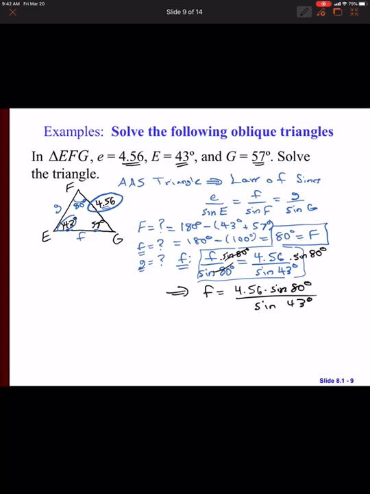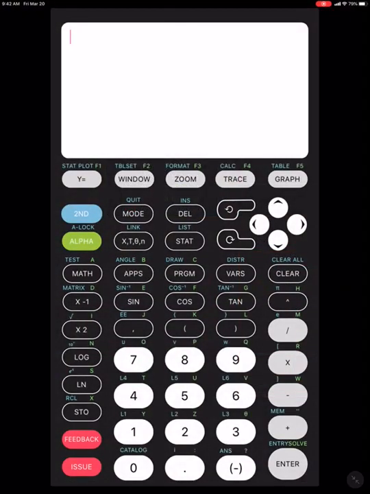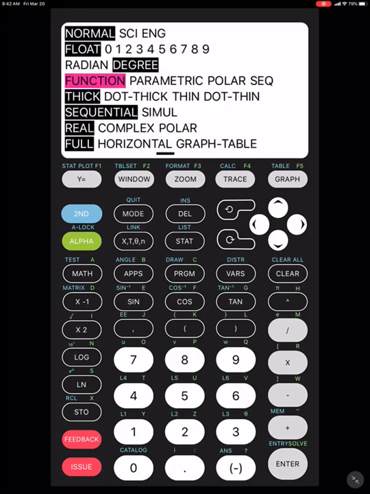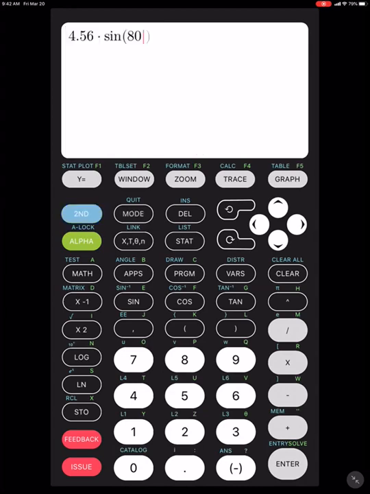All right, so let's go pull up a calculator. You can get your TI out if you want. Pull up a TI calculator version of that together. So let's find side F. Let's type that in together. What is 4.56 times the sine of 80? Now make sure your mode is in degrees. Hit your mode key and make sure it's in degrees, not radians. As we type that in, we get 4.56 times sine of 80.